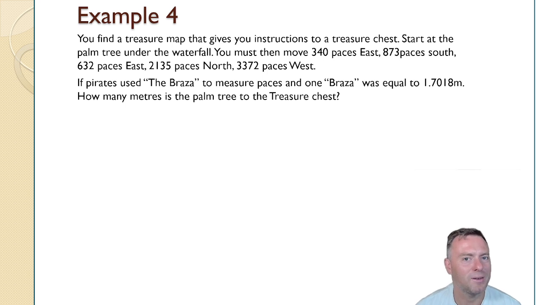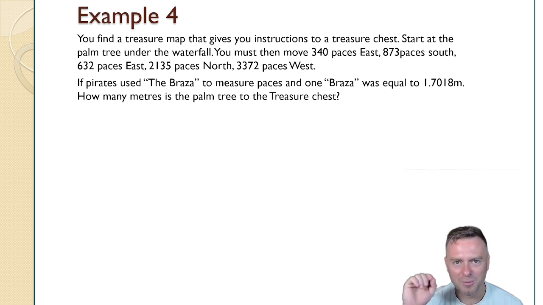You find a treasure map that gives you the instructions to a treasure chest. Start at the palm tree under a waterfall. You must then move 340 paces east, 873 paces south, 632 paces east, 2,135 paces north, 3,372 paces west. If the pirates back in the day used a measurement called the braza, and one braza equals 1.7018 meters, how many meters is it from the palm tree that you started at to the treasure chest?